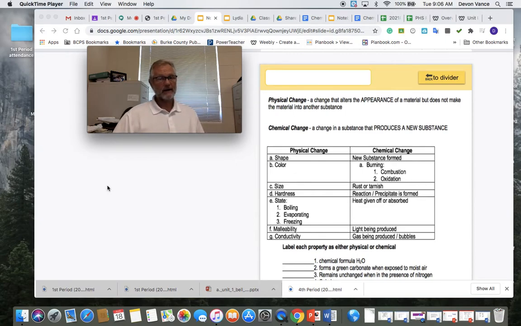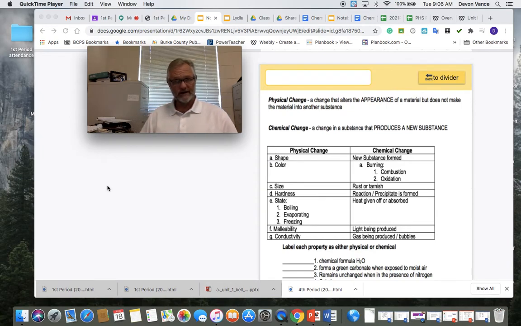So if you look at the notes on the screen, I have two columns. One's entitled physical changes and one's entitled chemical changes. So pretty easy. I'm just going to use a note card to show you.